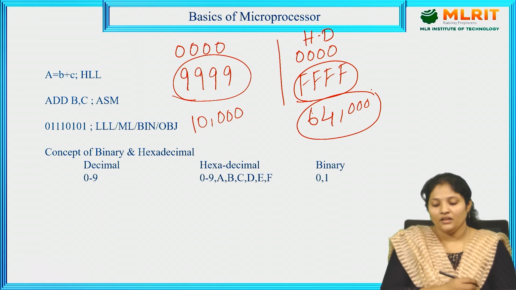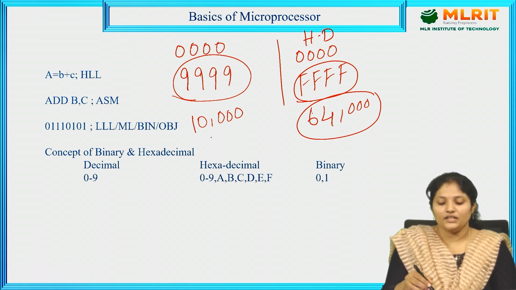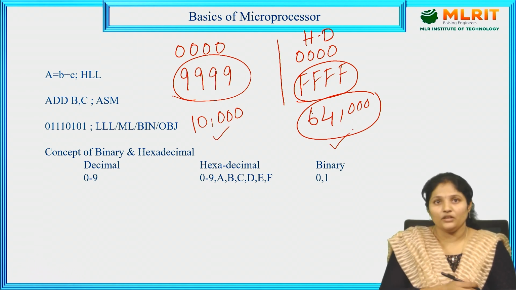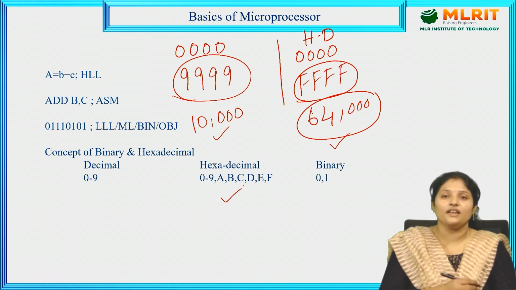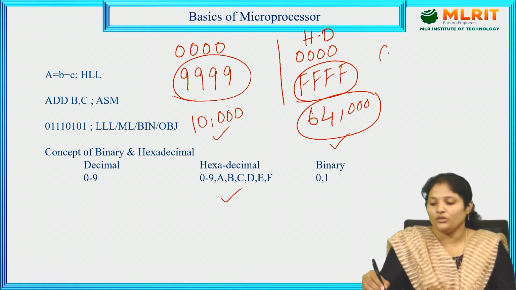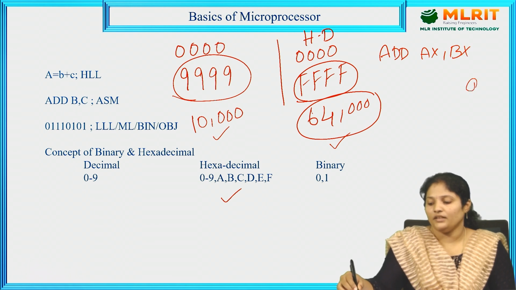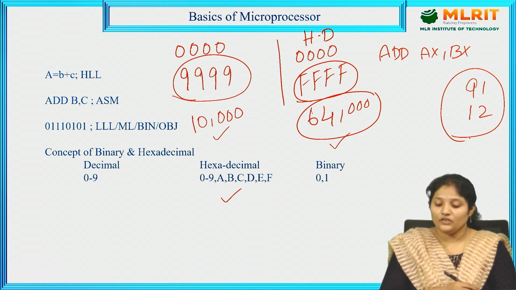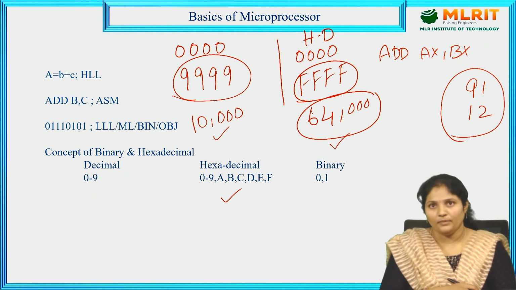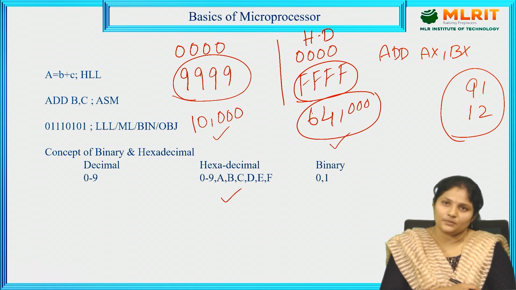Now tell me, if you are offered a salary using the decimal number system or the hexadecimal number system, what will you choose? Absolutely, we will choose the hexadecimal number system because it has more possibilities. That's why in the microprocessor we use the hexadecimal number system. Previously I already wrote one example, add ax comma bx. While doing that addition also, it will be considered in the hexadecimal number system. Addition will be conducted in the microprocessor using binary, but the output will always be in the hexadecimal number system.